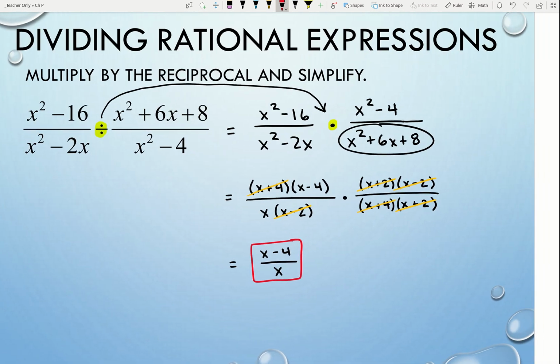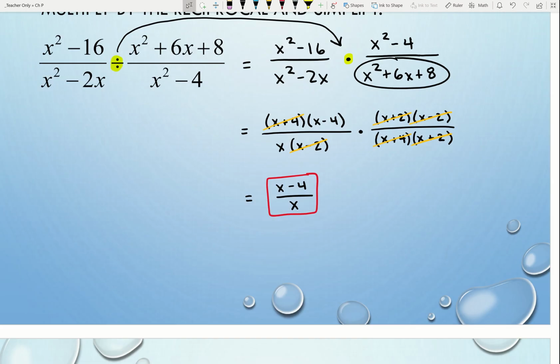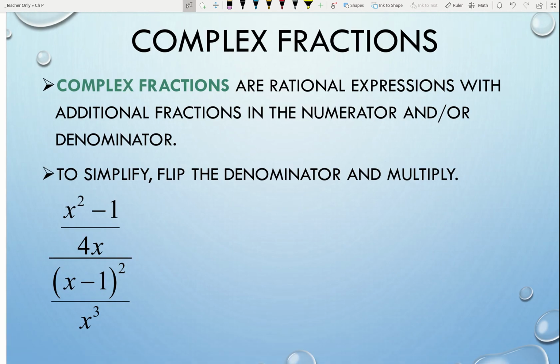So anytime you divide rational expressions, it's really easy to set up. You just multiply by the reciprocal. After that, you want to factor everything, cancel out terms, and then write the rest.